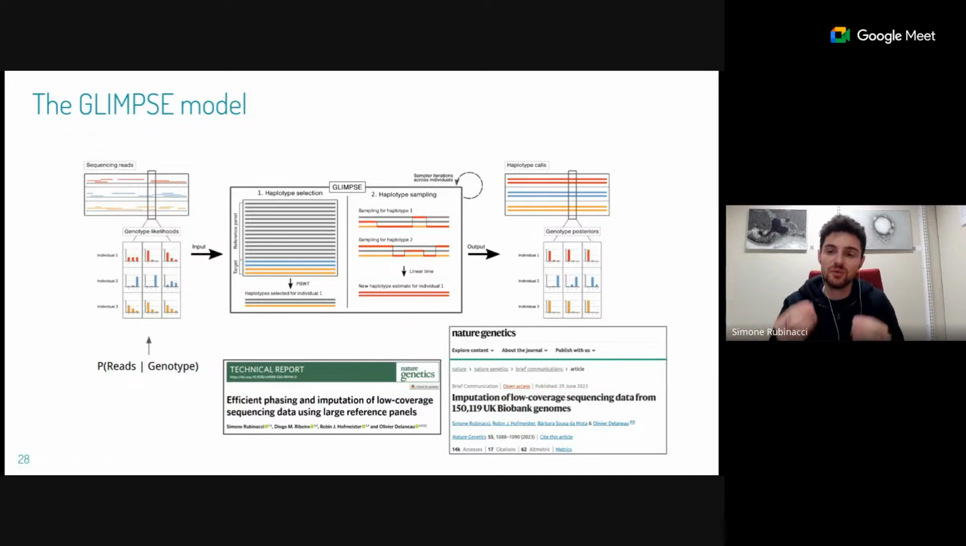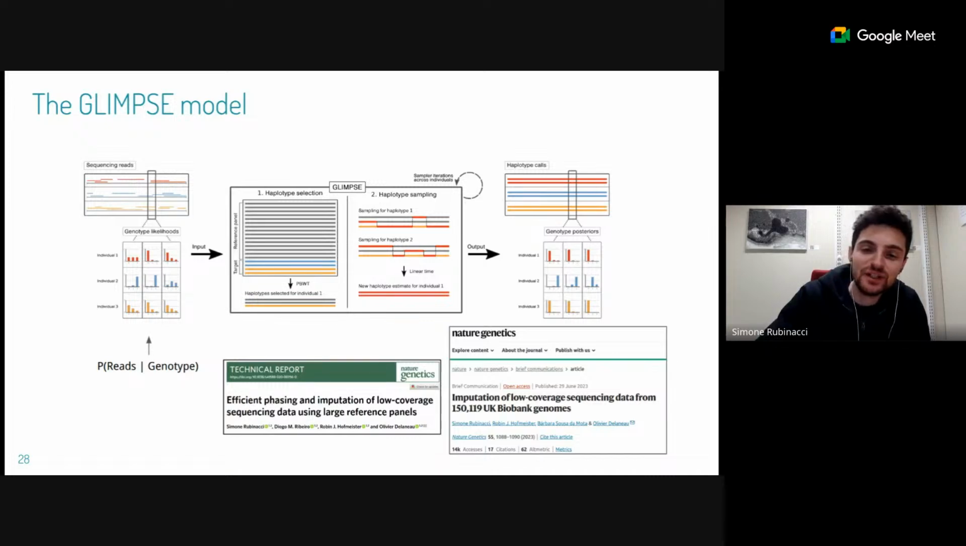And essentially, the bottleneck there was a quadratic sampling algorithm, and for the first time, we were able to propose a linear sampling algorithm for the phasing. And we combine this with efficient data structures, such as the positional Burrows-Wheeler transform. And recently, we have released a version 2 of the method, where we are also introducing sparsity in the model and specific modeling for rare variants.